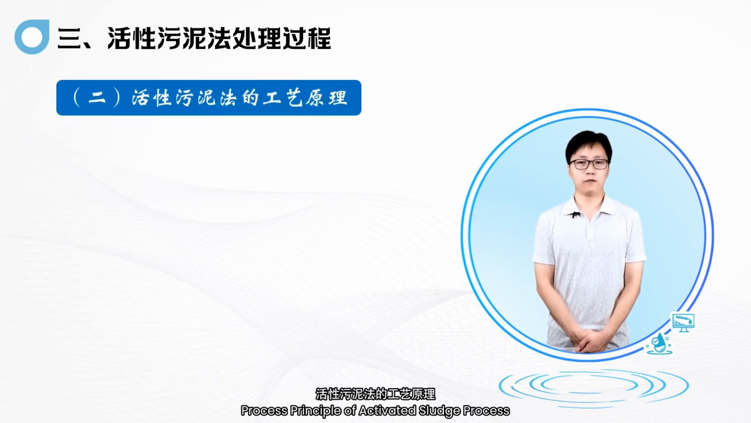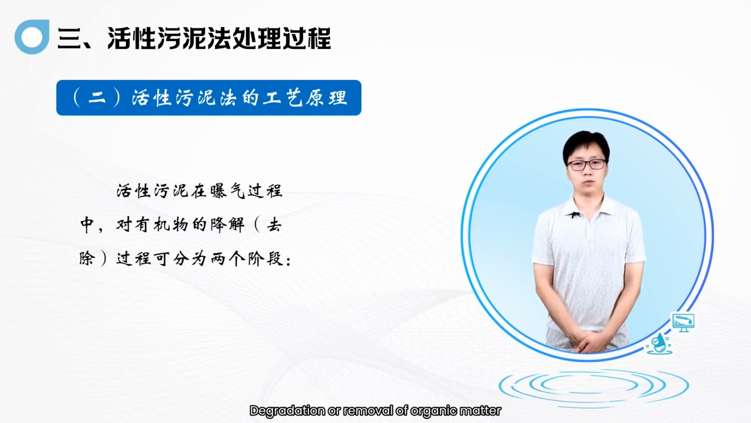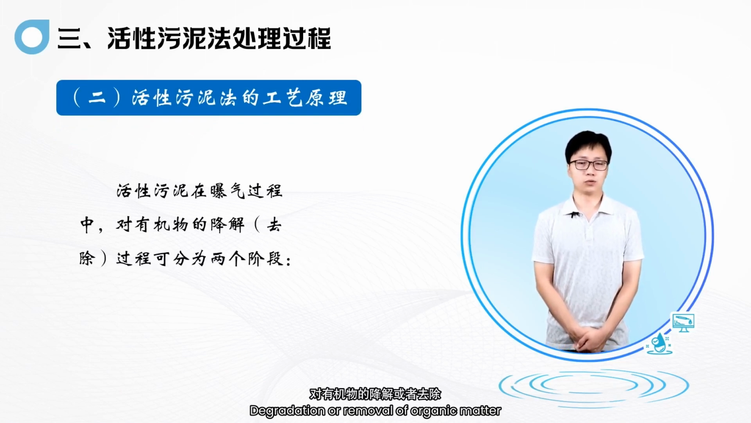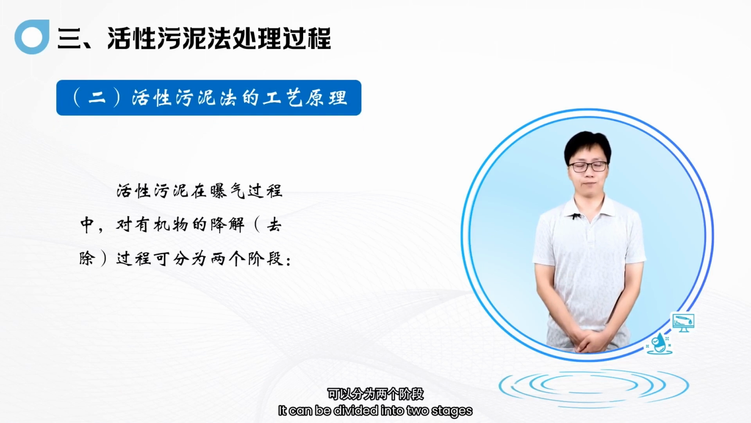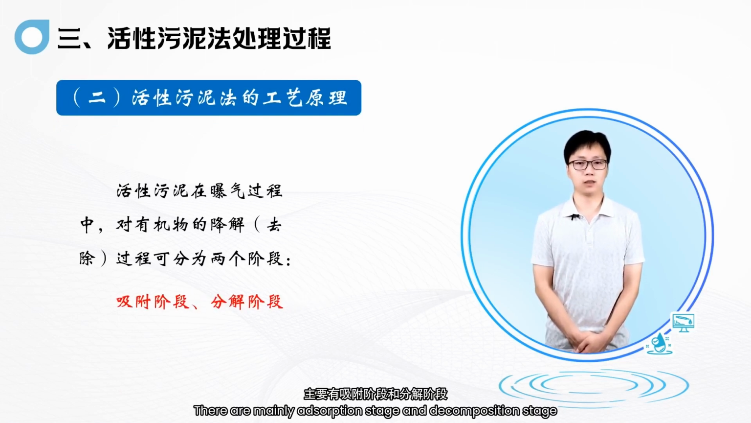Process principle of the activated sludge process. In the aeration process, the degradation or removal of organic matter by activated sludge can be divided into two stages: mainly the adsorption stage and the decomposition stage.